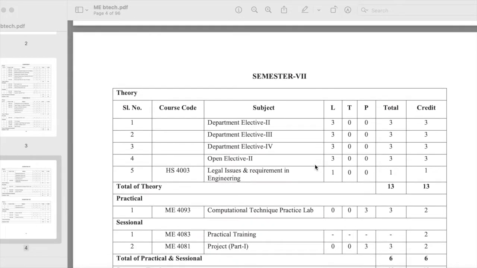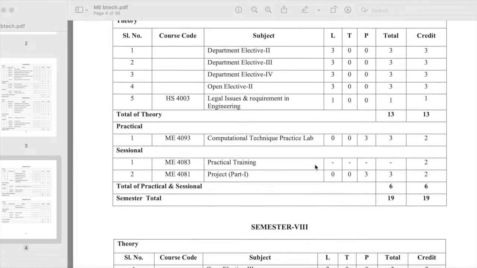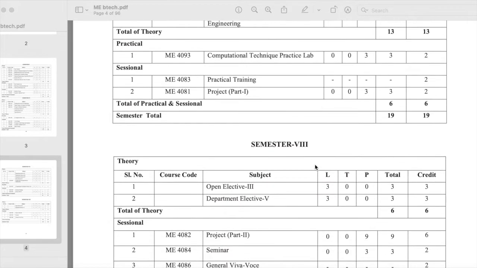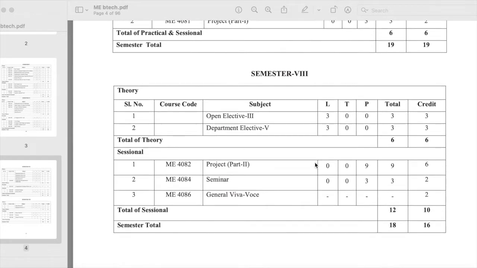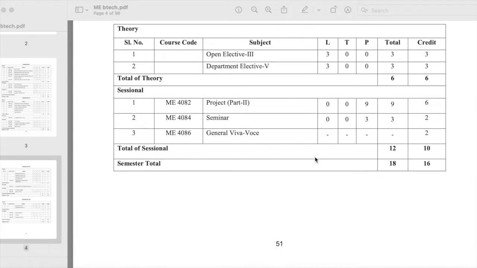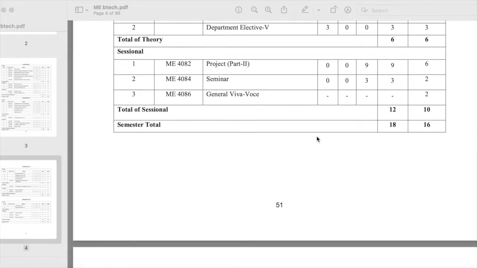7. Now come fourth year seventh semester. Theory: Department Elective 2, Department Elective 3, Department Elective IV, Open Elective 2. Practical: Computational Technique Practice Lab. Sessional: Practical Training, Project Part I. 8. Now come fourth year eighth semester. Theory: Open Elective 3, Department Elective V. Sessional: Project Part 2, Seminar, General Viva Voce.